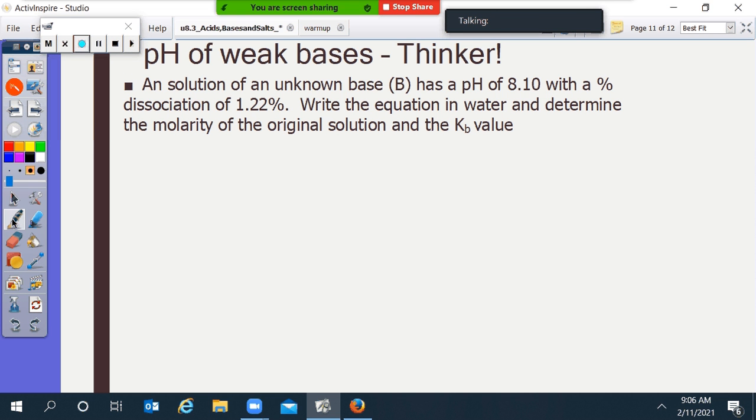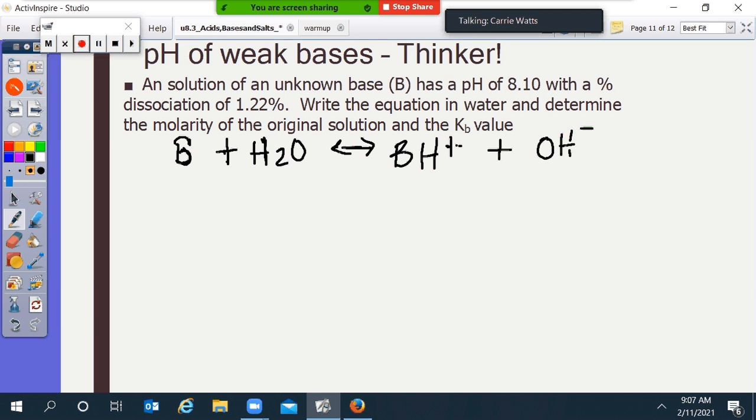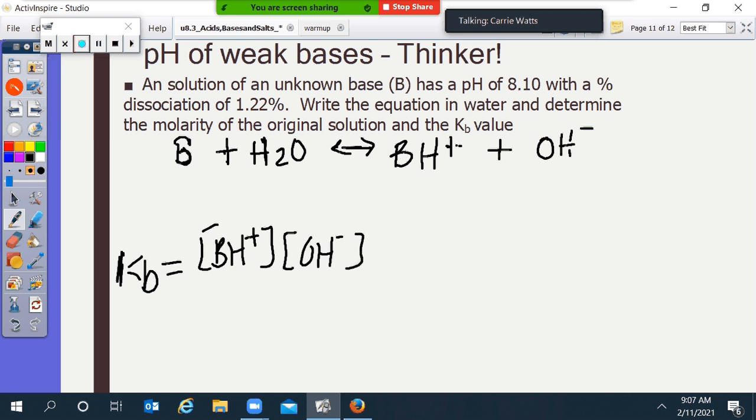So the first thing I'm going to do is write the equation. I have a base, B, and I'm reacting it with water. Now remember the base is going to be a proton acceptor. So that's going to be BH plus OH minus. So the base accepted the proton, the water lost the proton. The next thing I'll write down is the equilibrium expression. So I've got Kb equals BH plus times OH minus over B. Remember, water is not part of it. So I got my equilibrium expression.